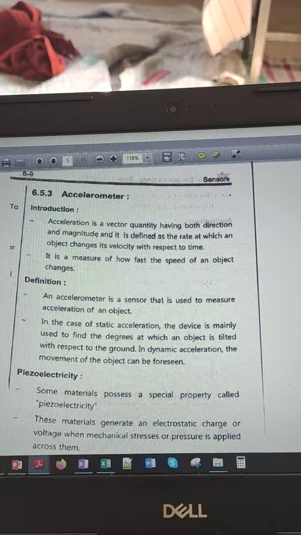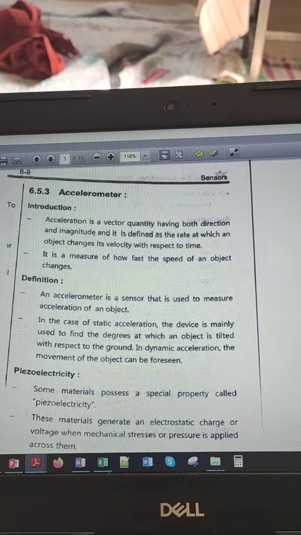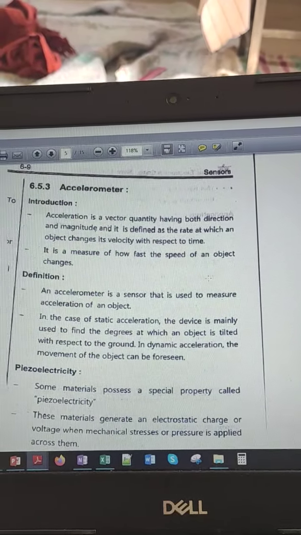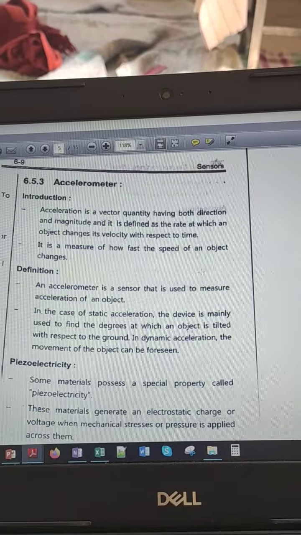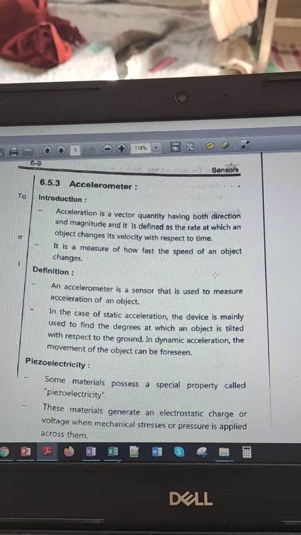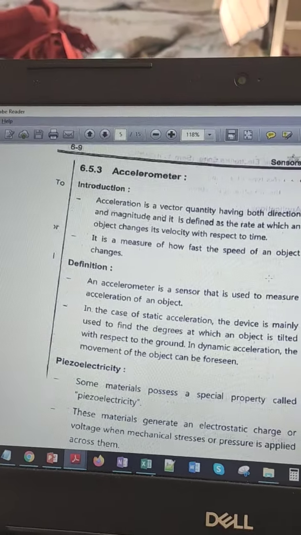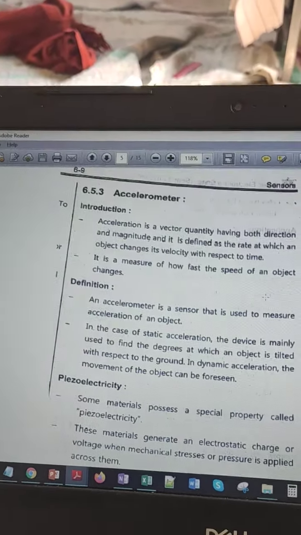Good afternoon friends. Today we will see the second topic, that is the accelerometer. Acceleration is a vector quantity having both direction and magnitude, and it is defined as the rate at which the velocity changes with respect to time. It measures how fast the speed of an object can be changed.